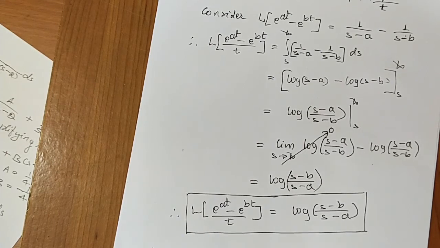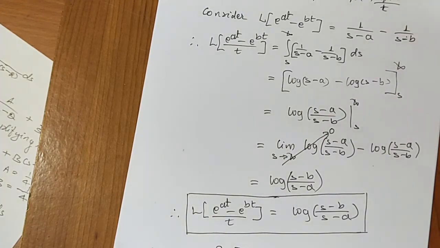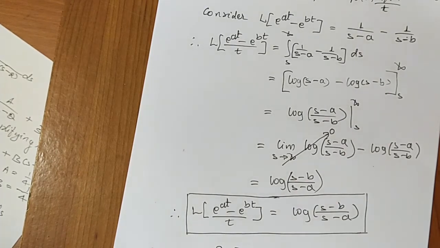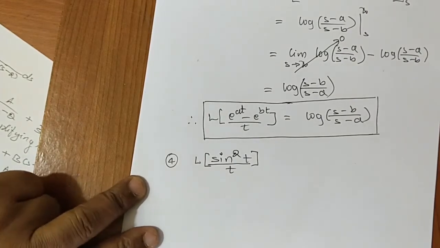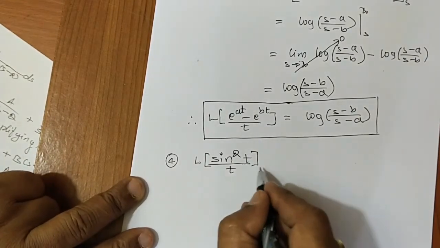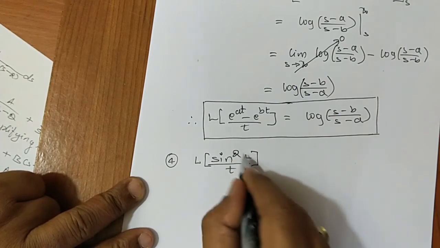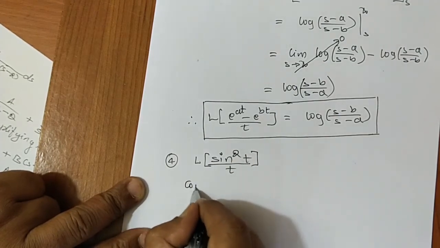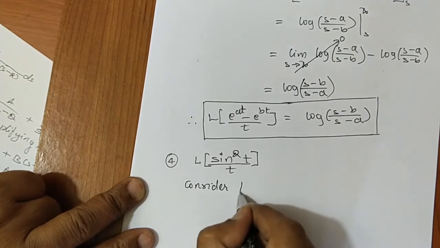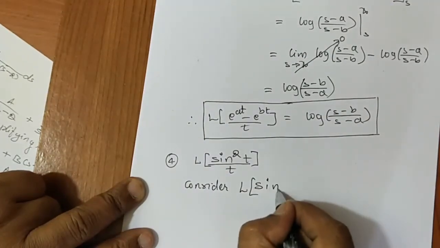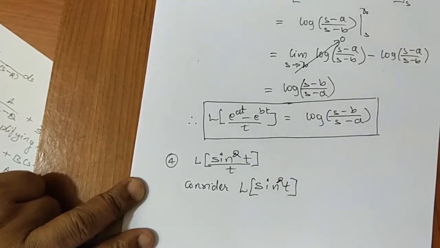Find L of sine squared t by t. So again, this is of the form f(t) by t. What is f(t)? f(t) is sine squared t. Therefore, what I should do? I should consider L of sine squared t. First, I should consider that.